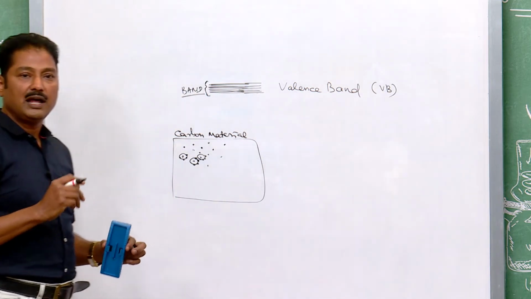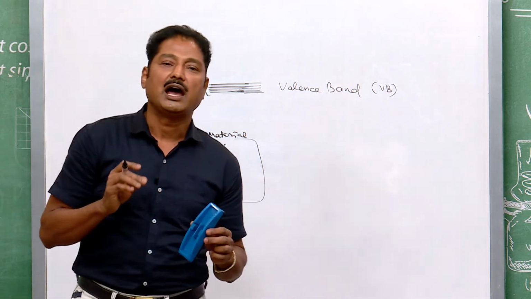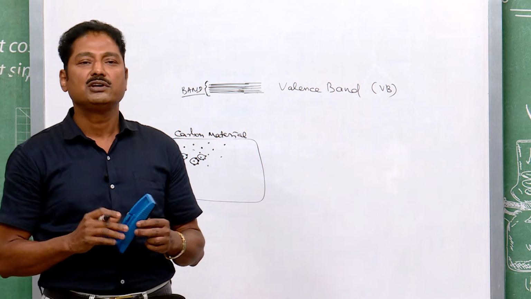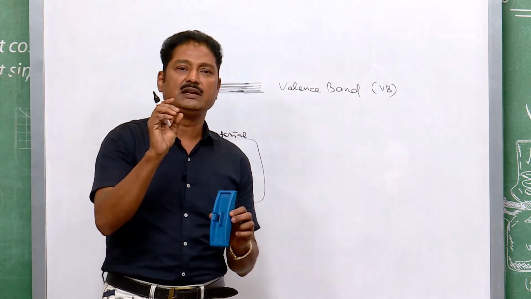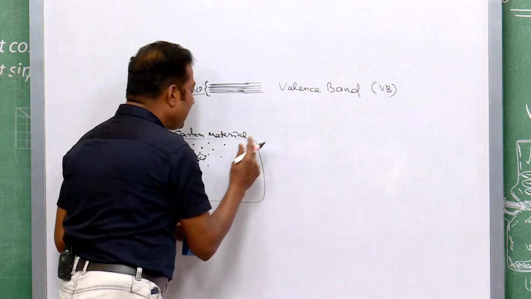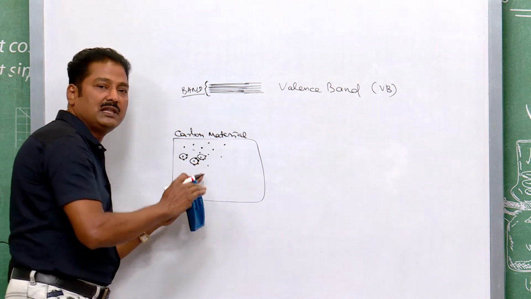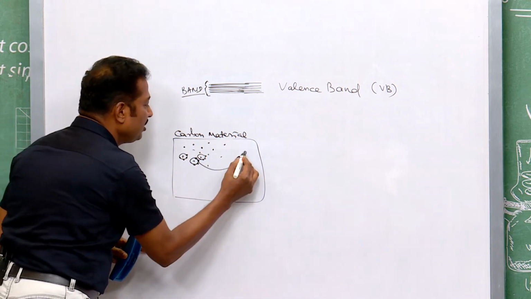Similarly, the valence electrons are loosely bound because they are away from the nucleus. So, they are loosely bound. If you supply some heat, then they can easily be detached from the valence orbit and become free, meaning this electron will be detached and become free.